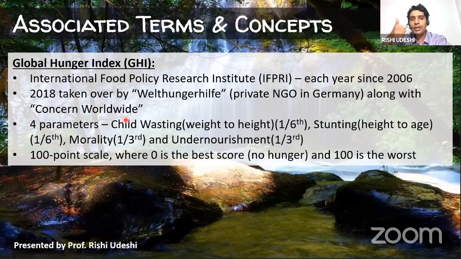Okay, so remember this: this is one NGO, and along with it the other NGO is Concern Worldwide. Remember these 2 names. They will try to trick you. They will put IFPRI, International Food Policy Research Institute, in the options, but you have to remember that it is not the option. Rather it's Welt Hunger Hilfe and Concern Worldwide. Remember this.